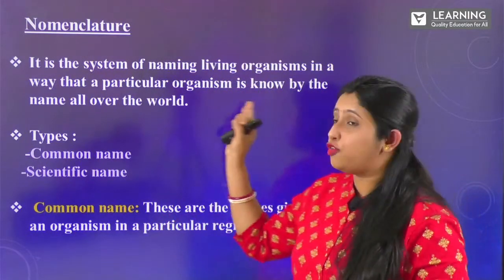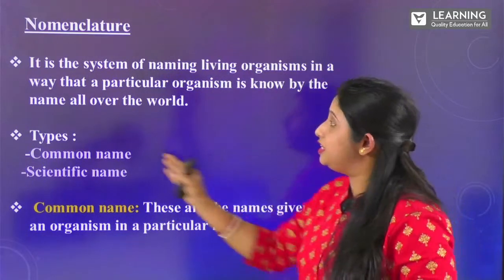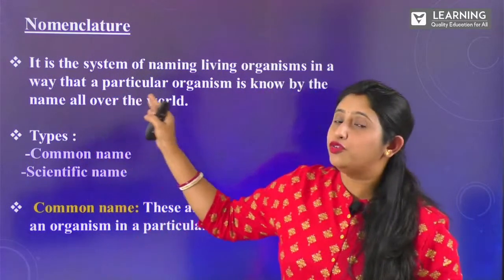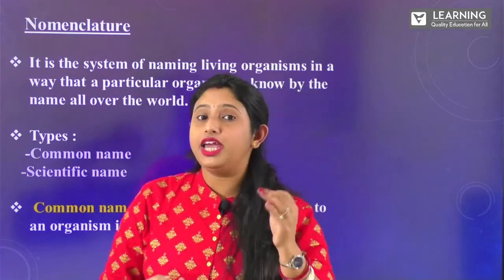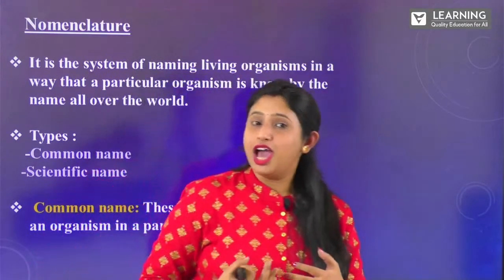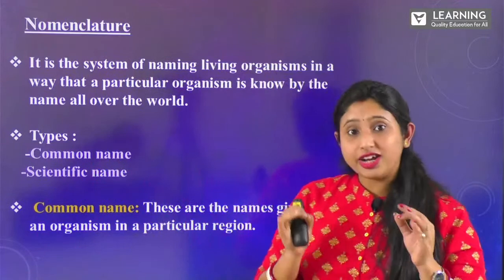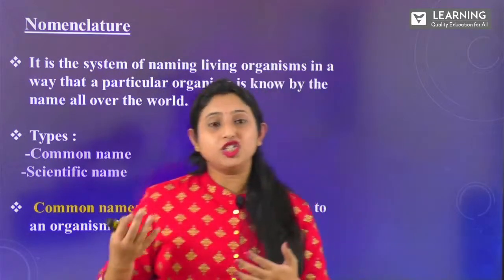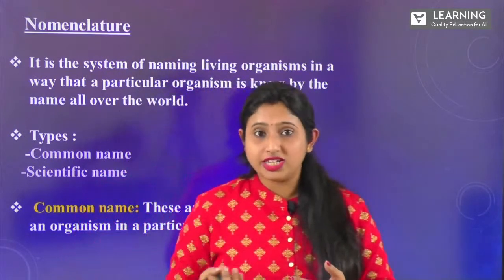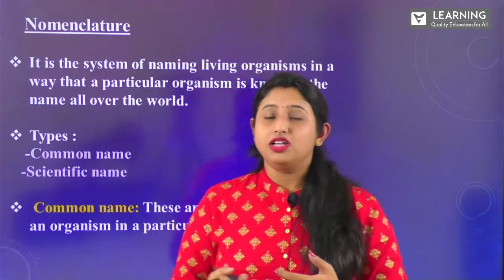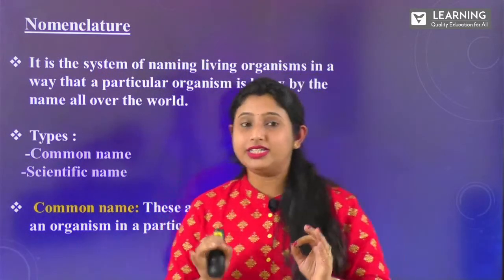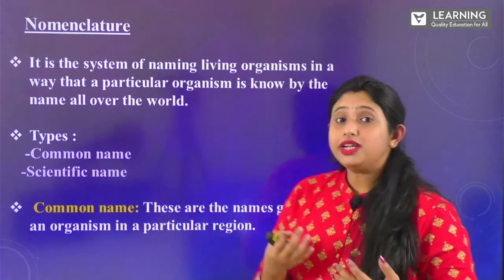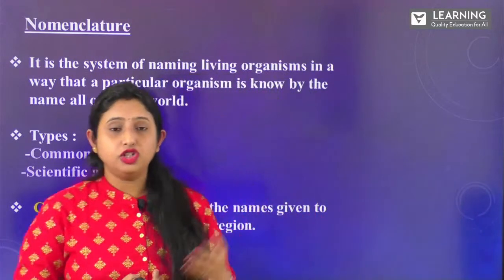It is the system of naming living organisms in a way that a particular organism is known by name all over the world. So we are giving a name to a particular person so that he or she will be known, or the organisms will be identified all over the world. Like I said, there are millions of living species, right? Living organisms. So we have to identify them so that the name is being given. It is nothing but naming an organism. Clear? Okay.